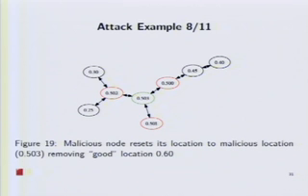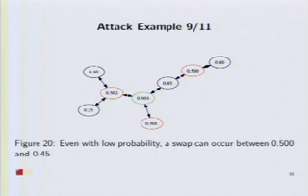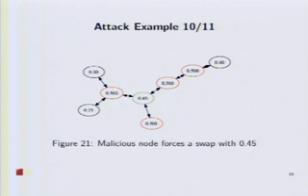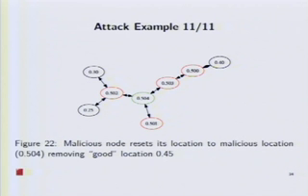And although they would swap with a low probability, we're showing 0.500 and 0.45 swapping, just so you can see that swaps do occur between non-malicious nodes and still spread the malicious locations. And then after that swap happens, the malicious node again forces a swap with the new 0.45 and then resets its location again.